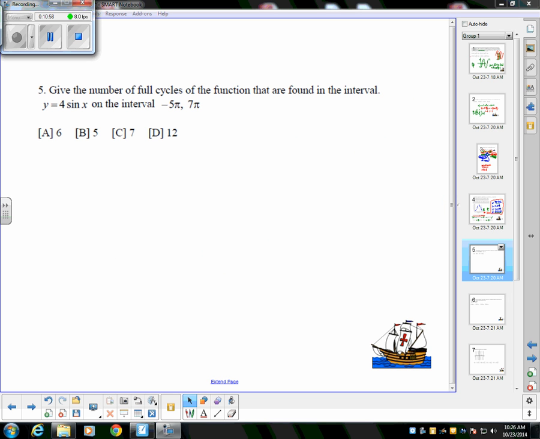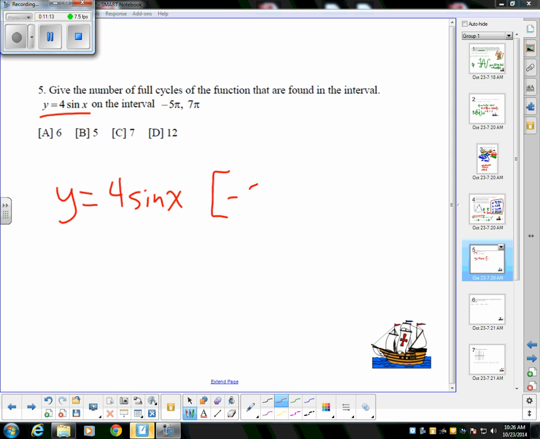All right, this question asks for the number of full cycles of the function that are found in this interval. Our function, and I'll rewrite it over here, is y equals 4 times the sine of x, and it's on the interval from negative 5 pi to 7 pi. First thing is, this word full cycles is just another way of saying periods. So it's wanting you to tell how many periods are in this function on the x-axis from negative 5 pi to 7 pi.